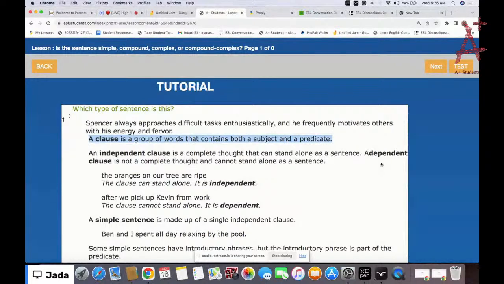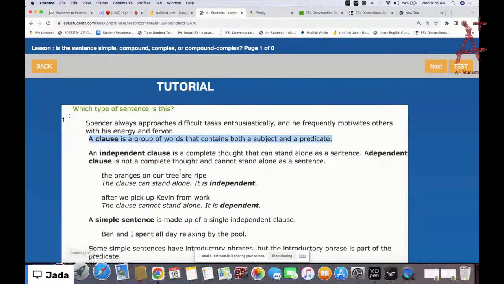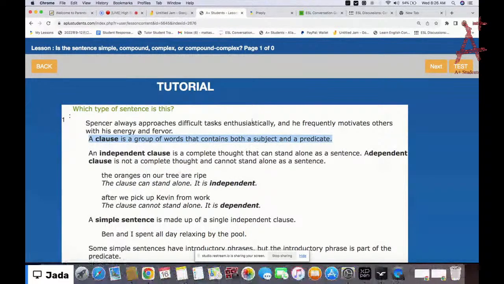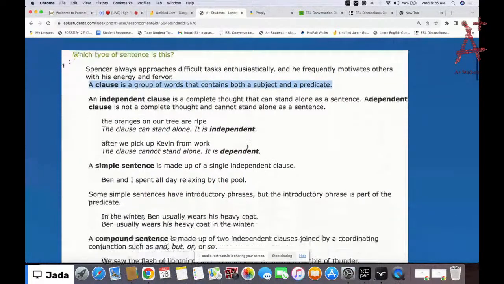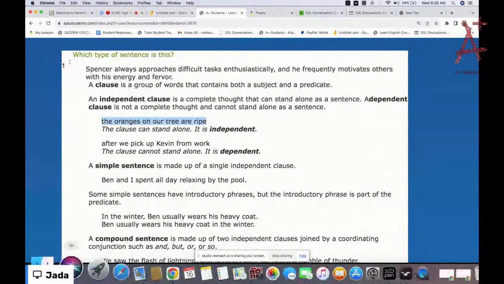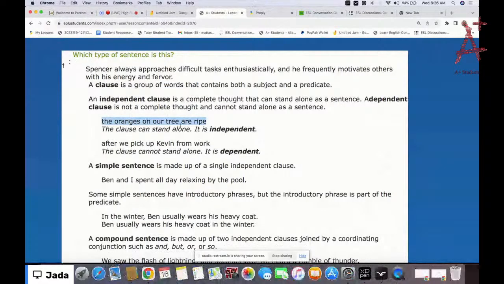A dependent clause is not a complete thought and cannot stand alone. But independent is complete and it can stand alone. So, the oranges on our tree are ripe. It is independent because it's a complete sentence. Then, after we pick up Kelvin from work, it is dependent.